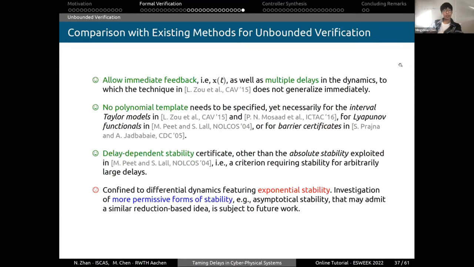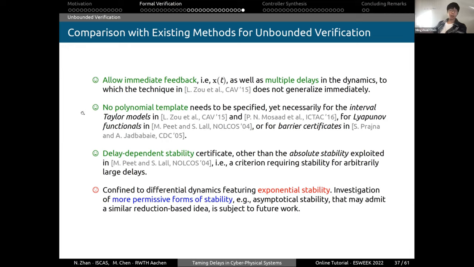Good. Here I listed some comparison to existing methods for unbounded verification. First, we allow immediate feedback. That is, we allow x of t in our model, as well as multiple delays in the dynamics. This is not the case for the previous method I introduced, which only allows delayed feedback, let's say.